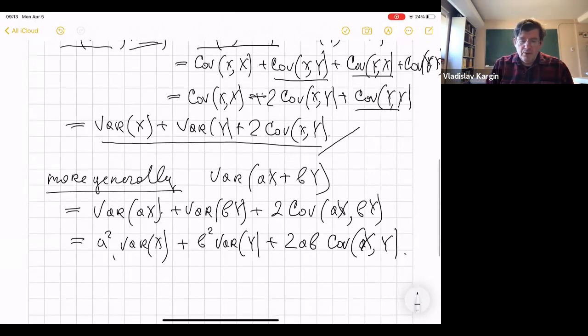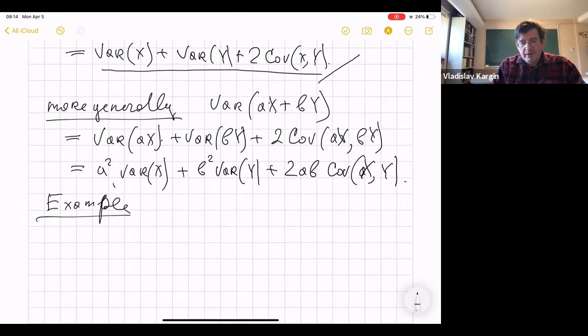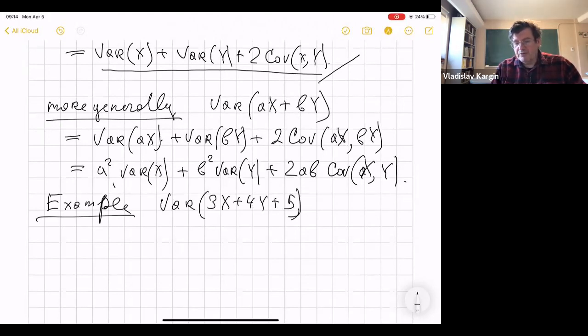Right? So maybe a couple of examples. It should be more or less clear how to calculate, but maybe an example helps to see. Say the variance of 3x plus 4y plus, say, 5, and we calculate the variance of this thing. So something like that one, right? You can think about it as something like taking a square of this variable.